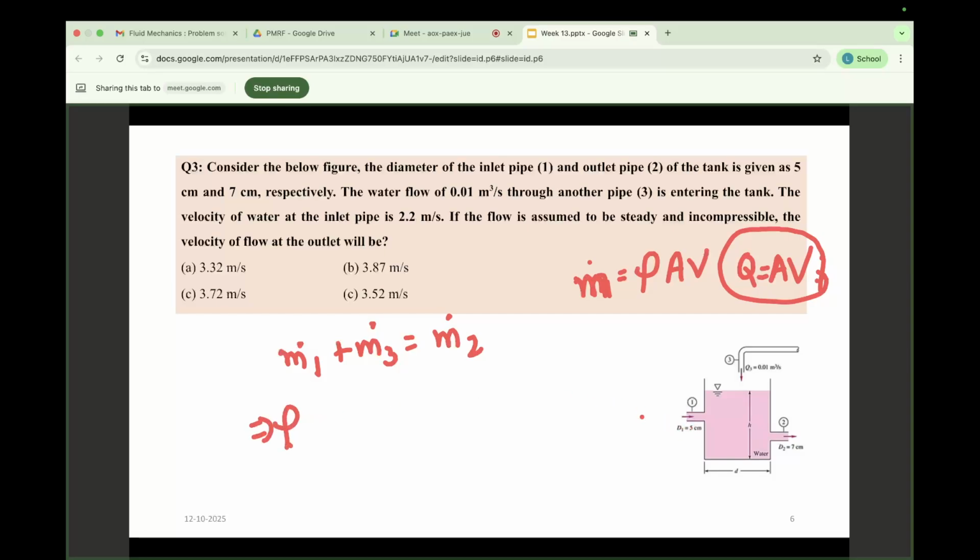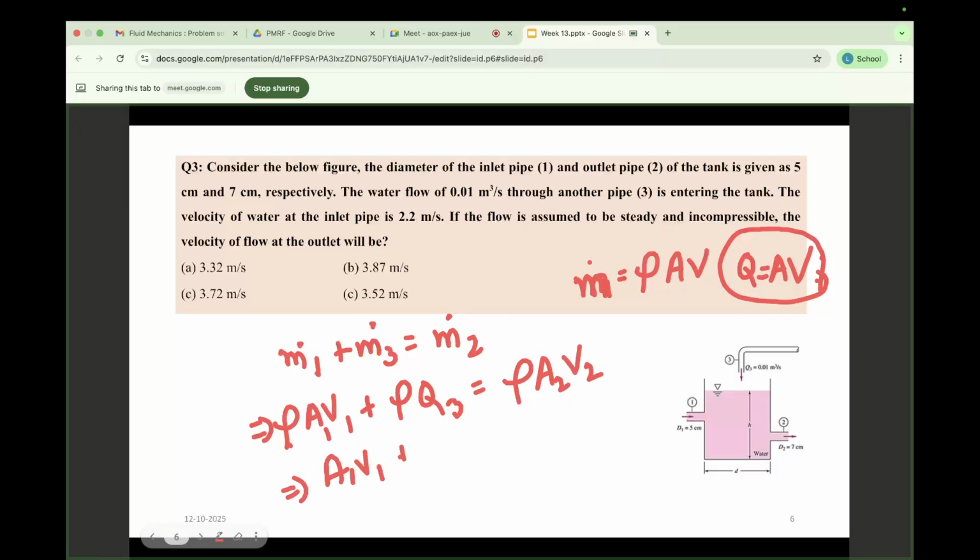So I can write here rho, as diameter is given, A1 V1, plus in case of M3, Q is given, so I can write rho into Q3, because A V is Q. And in place of M2, diameter is also given, so I can write rho A2 V2. So rho will cancel out and I will get A1 V1 plus Q3 is A2 V2, right?